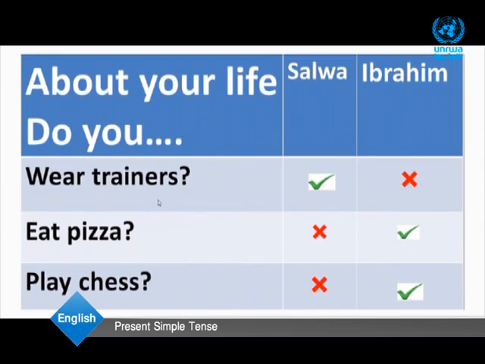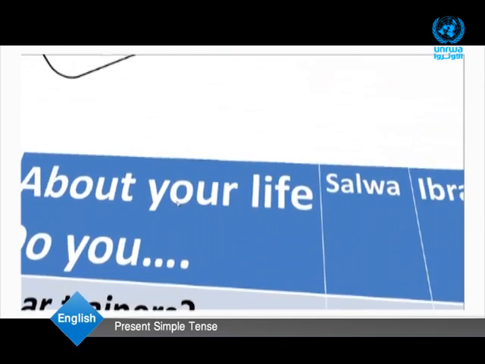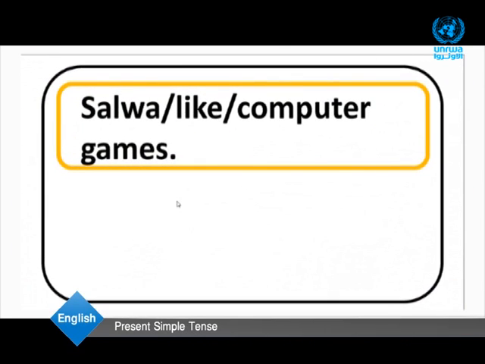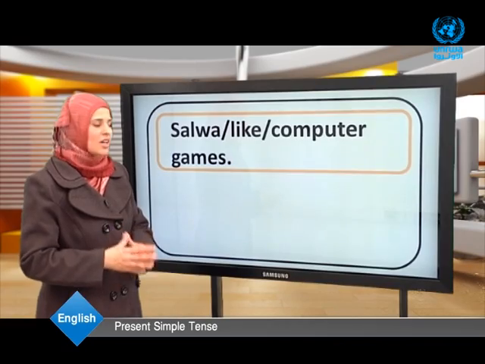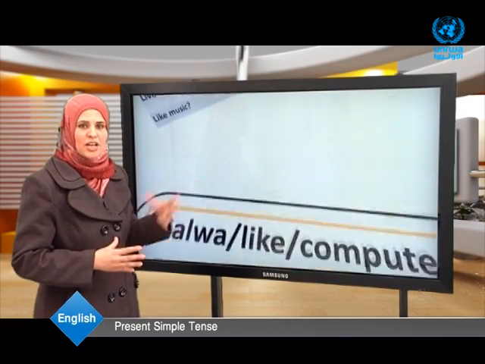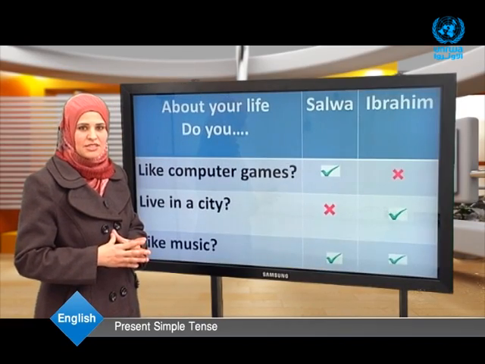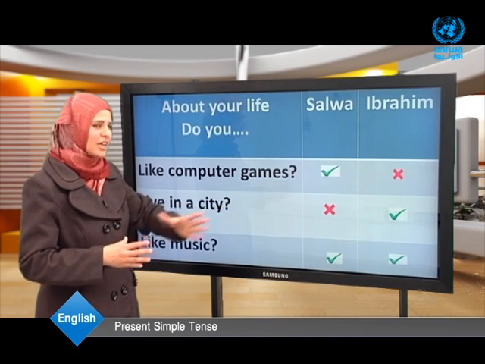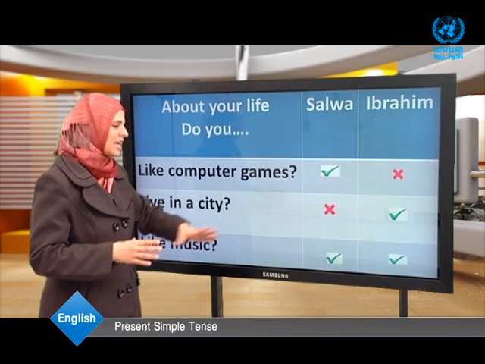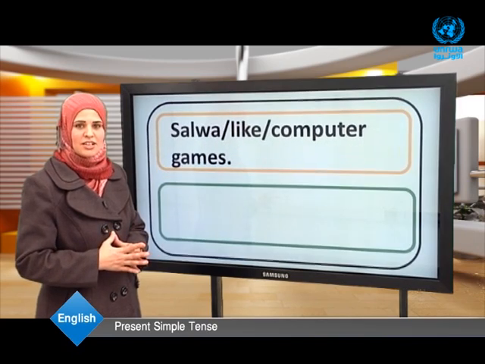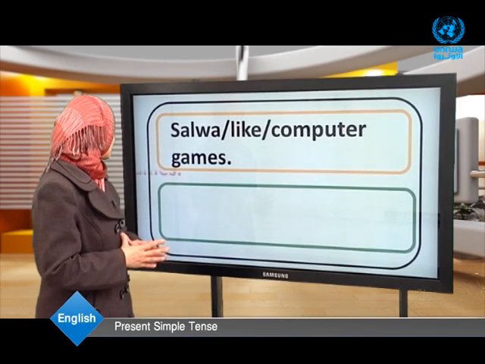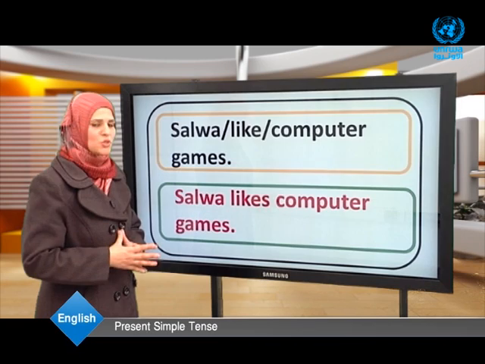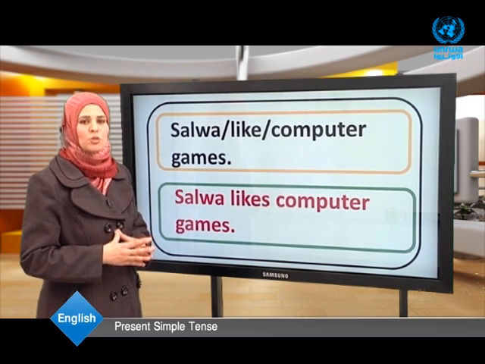With the help of the table, let's form some sentences. Let's have our first sentence. Look, Salwa likes computer games. I want you to remember, look at the table and form a sentence. What is your answer? Very good, you are. Salwa likes computer games.